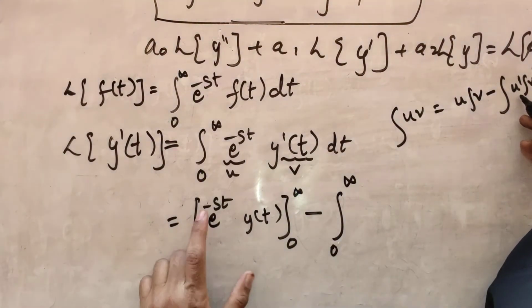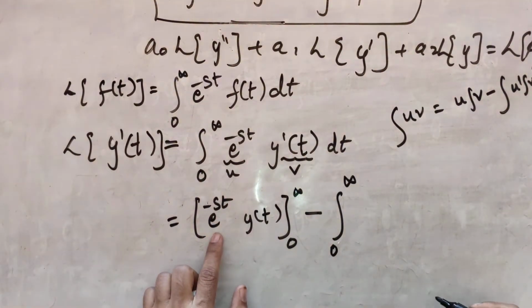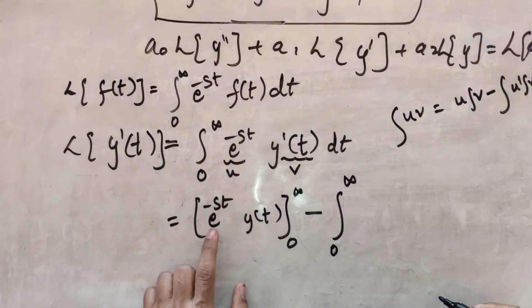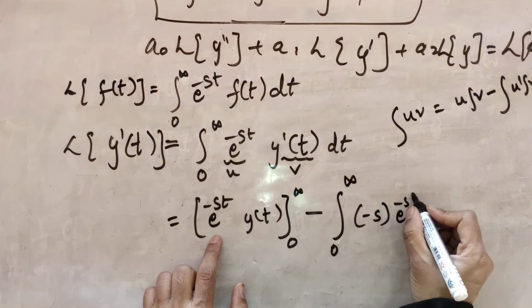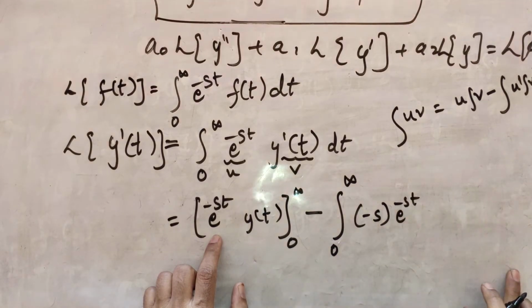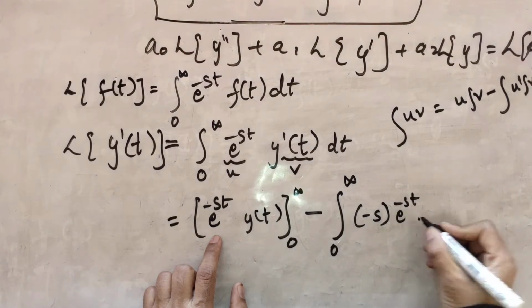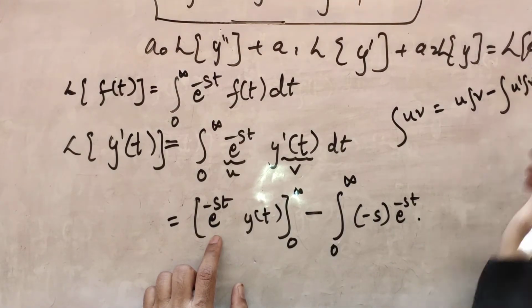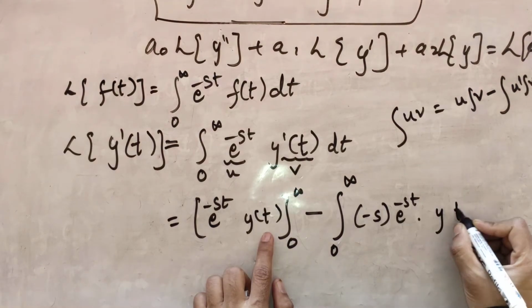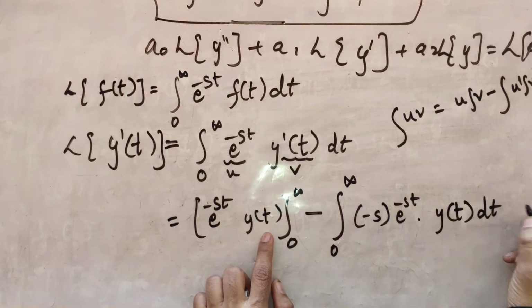Now u dash you are going to write. U dash means the derivative of u, that is e to the power minus st with respect to t you are doing. So it will be minus s into e to the power minus st. Derivative of e to the power minus st with respect to t is minus s into e to the power minus st, into integration of v, whatever you had written over here, that same you are going to write, that is y of t comes over here into dt.